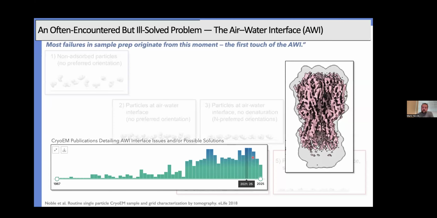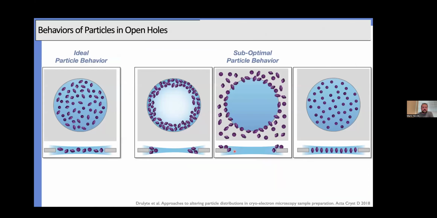And I think part of this is because when you first screen your samples, you're looking for something like this, where you have here the film or the foil of your EM grid. Here are your particles. You have great particle density. They're nice and homogeneously distributed. And then you look at a cross section, you can see here they're not stuck to the air-water interface. This is an absolute ideal situation.